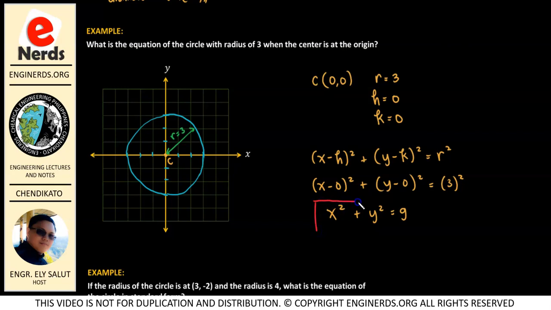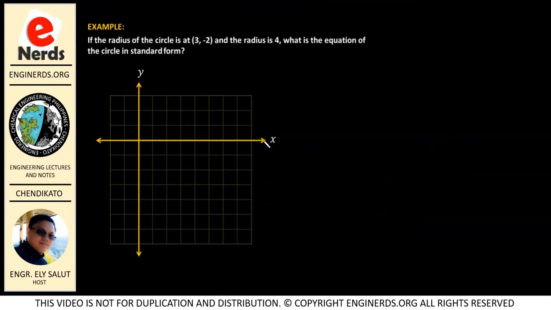So, madali lang, di ba? Sa substitute lang natin yung mga value ng ating R, H, and K. So, ang pinaka-importante lang dito is we know how to determine kung ano yung value ng ating R, H, and K. Okay, so let's try again to solve another problem.